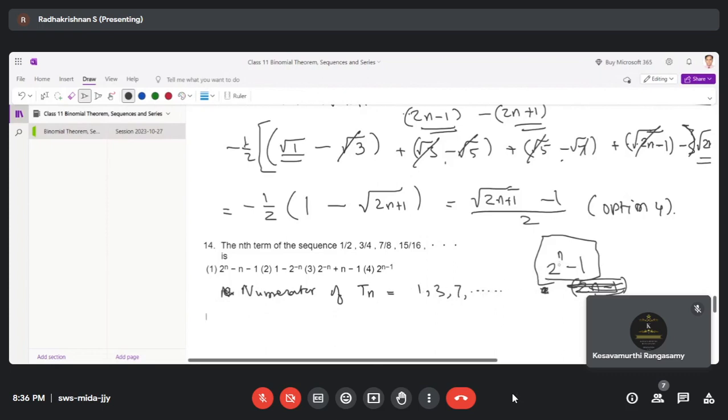So the first term is 2 to the power of 1 minus 1. Second term is 2 square minus 1. Third term is 2 cube minus 1 and so on. Next term is 15, right? 2 to the power of 4 minus 1. So the Tn numerator is 2 to the power of n minus 1. What is the denominator? So this you can see that it is 2 to the power of n. So the nth term numerator is 2 to the power of n minus 1, and denominator is 2 to the power of n.